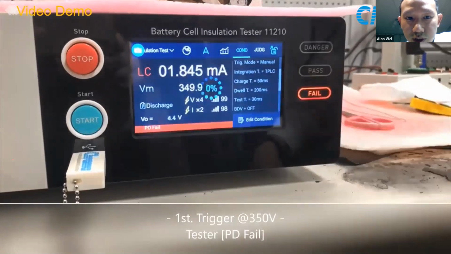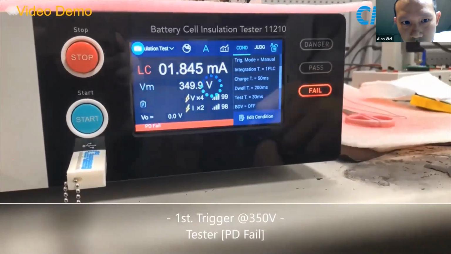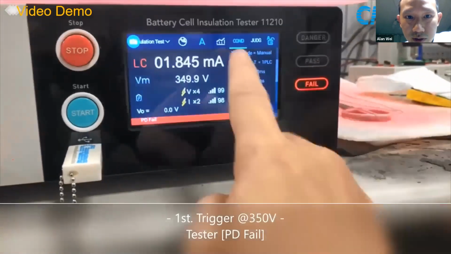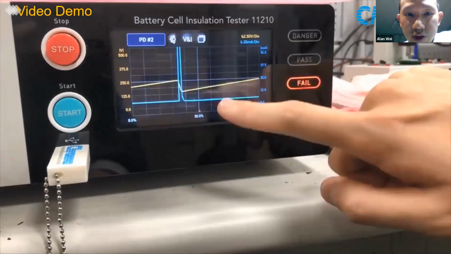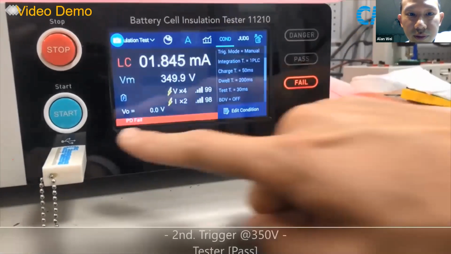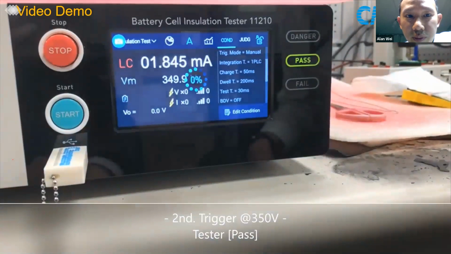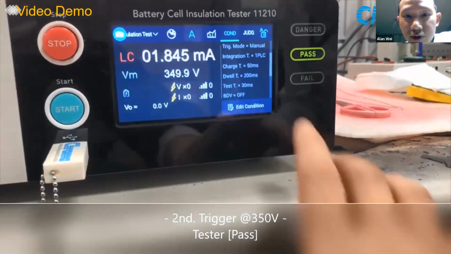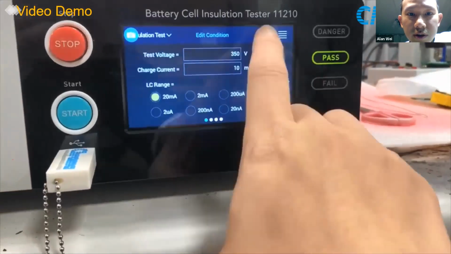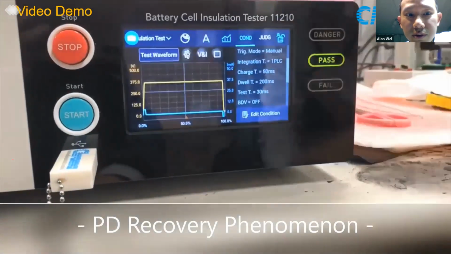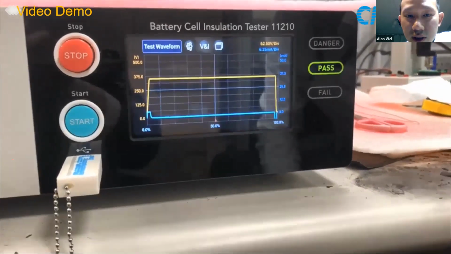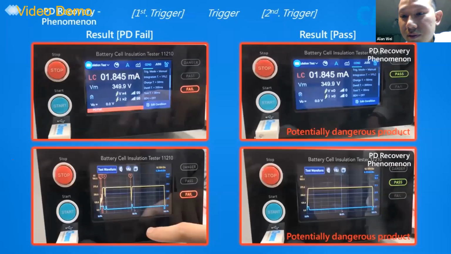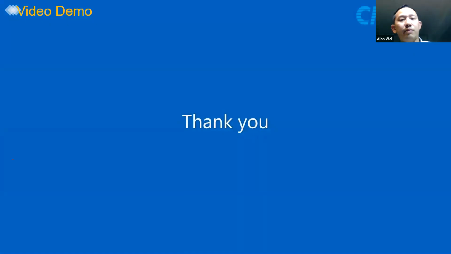This is the first trigger at 350 volts. You can see the screen shows a PD fail, and the waveform shows the voltage drop and the leakage current. If we apply the same voltage and do the second trigger, you can see it passed. The same sample, it passed. So that's what we call the potential dangerous sample.